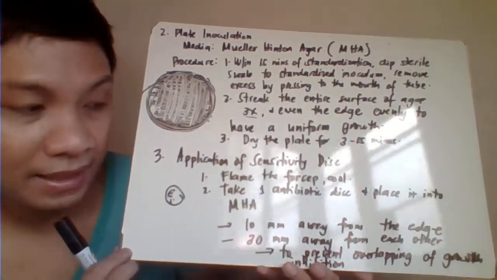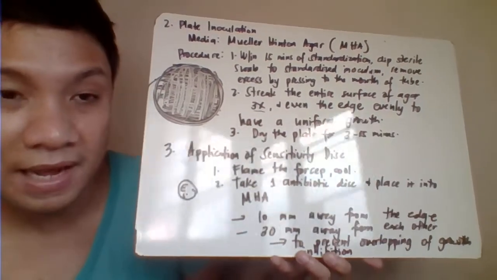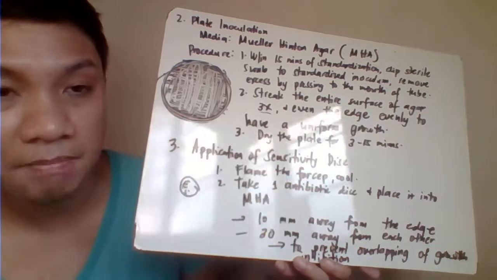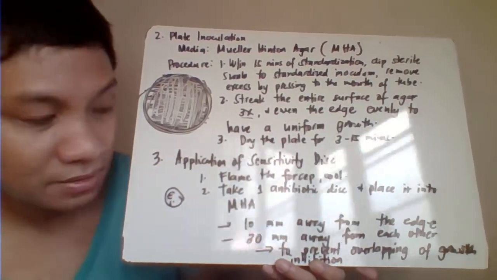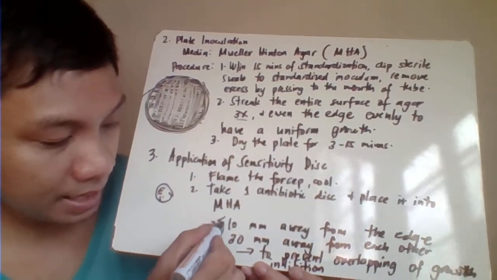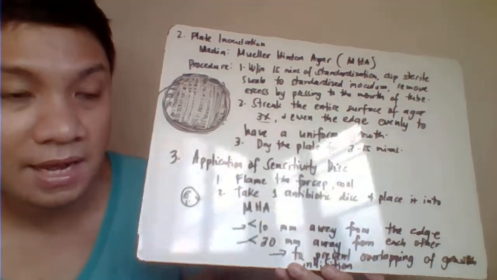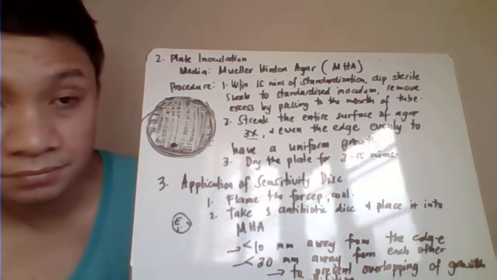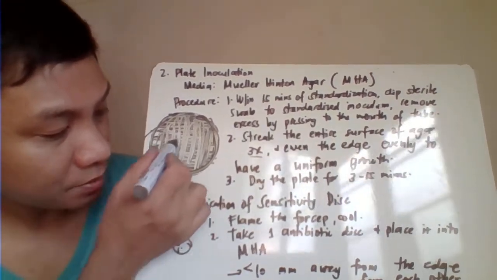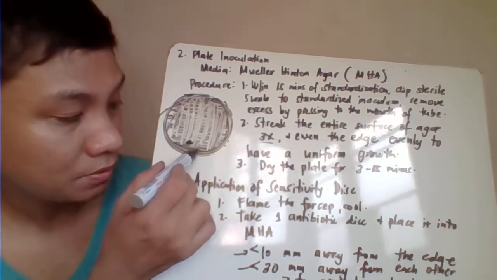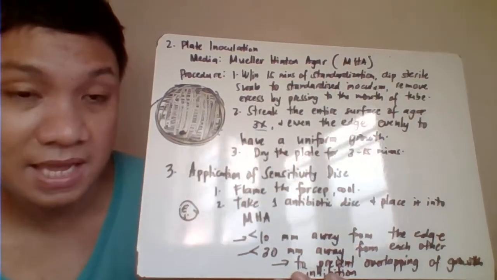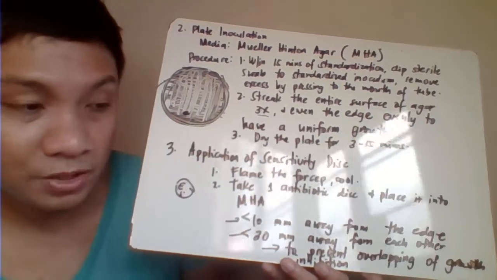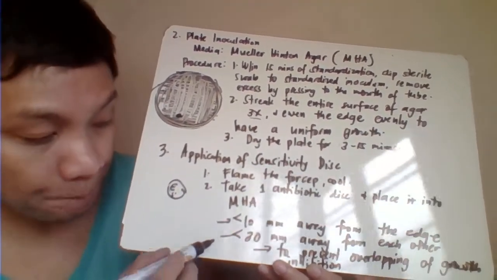So, this is our rule. How far should the spacing of our antibiotic discs be? Not less than 10 mm from the edge. You cannot place it too close to the edge, because if it is too close, the zone of inhibition may be too large, and you can no longer measure it accurately. That's why it should be not less than 10 mm.